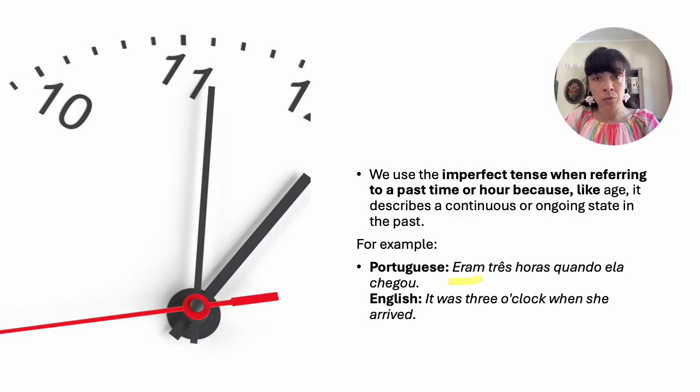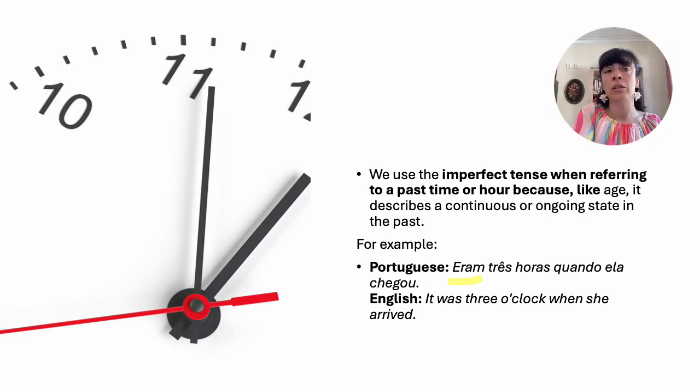When mentioning the time or hour in the past, the focus is not on a single event, but on setting the scene, describing the general state of time at that moment. This is exactly what the imperfeito is designed for, to provide background details and convey a continuous reality in the past.